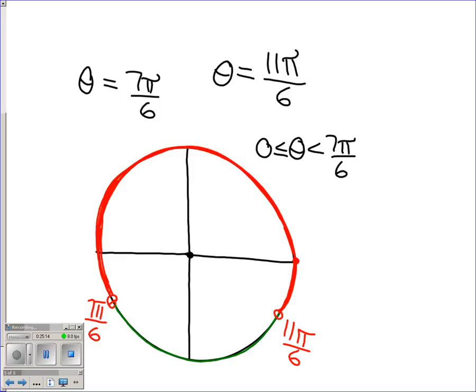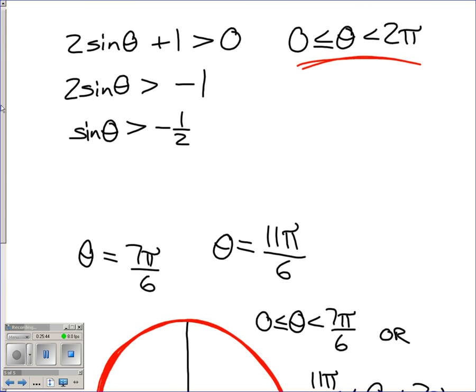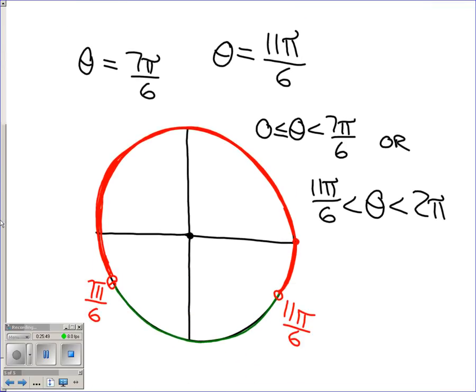And then the second part is going to be when you get to the 11 pi over 6. So we'll say, or you could be between 11 pi over 6 for theta, again not equal to, because that's not greater than or equal to, and less than 2 pi. Why is it less than, not less than or equal to? Again, the original restriction was greater than or equal to 0, less than 2 pi. And that's what we have here for our solutions.